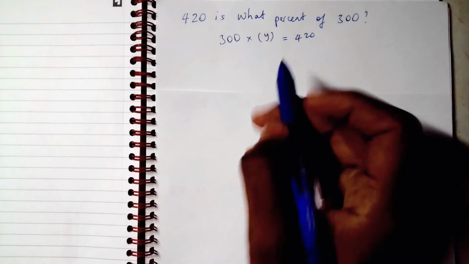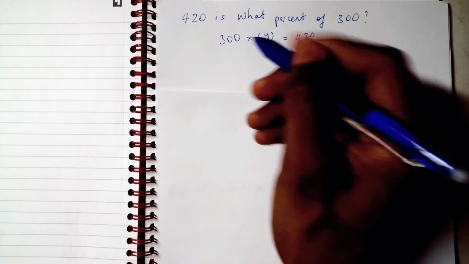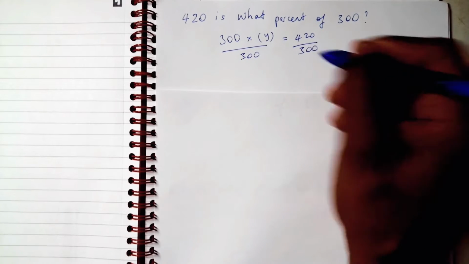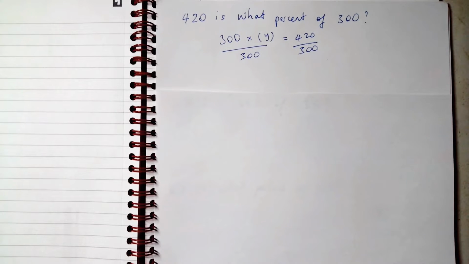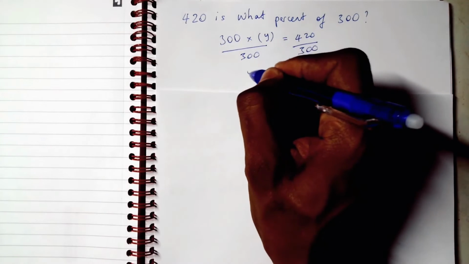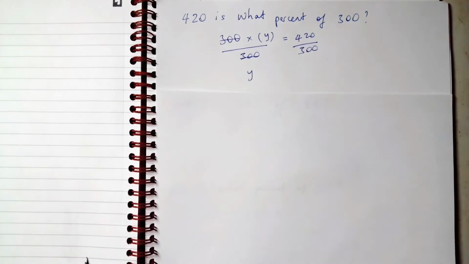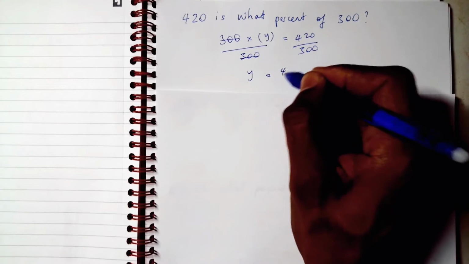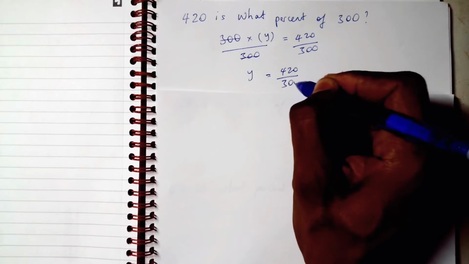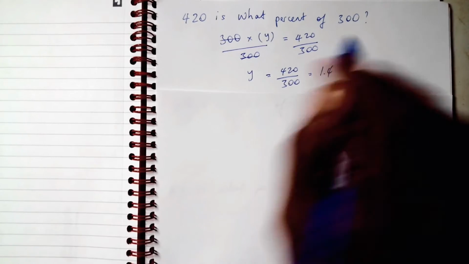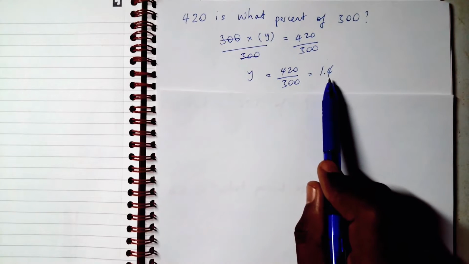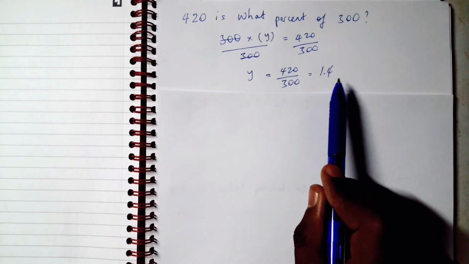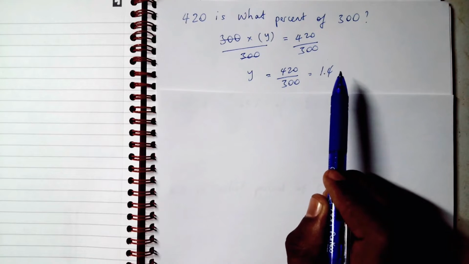We want y to be the subject, so we divide both sides by 300. We now have y by itself because this cancels this. So y will be equal to 420 over 300, which is 1.4. This is the decimal version of the percentage.